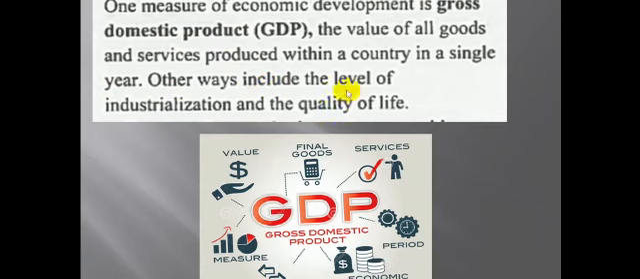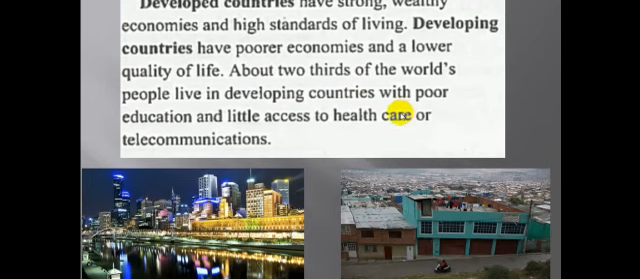Other ways include the level of industrialization and quality of life. We will talk also about two economic types of countries. They are the developed countries, as we see in this picture, and developing countries, as we see in this picture. And let's know each one of them.